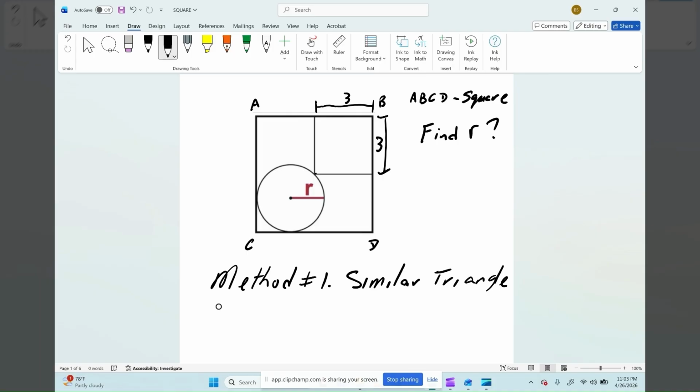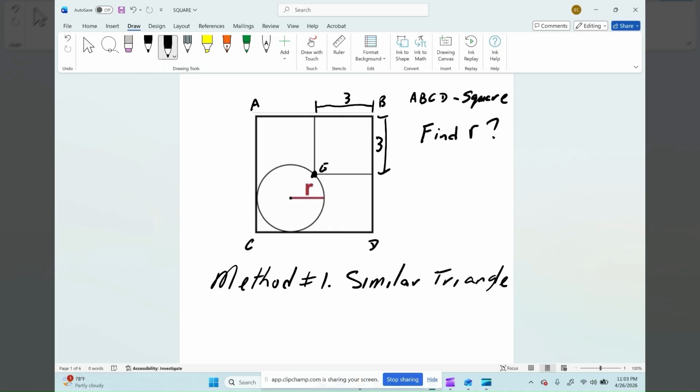Here we are given this problem, and we are told that the shape ABCD is a square. We are also given another square, a smaller square within that larger square with dimensions of 3 by 3. We are given a circle inside of the square touching that smaller square at point E, with a radius r, and we're asked to solve for r.